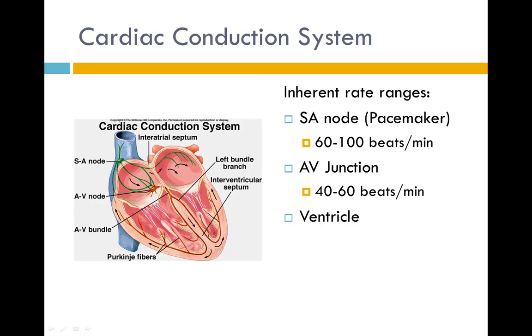Since that SA node is not producing the pacing, the client will have no visible P wave, because that P wave indicates the SA node is firing. This lack of P wave informs me that the pacemaking is from the AV junction or AV node versus that SA node. This will be important because the heart blocks, when we talk about those, are known to have conduction problems between this SA node and the AV junction. So they probably will be slower.